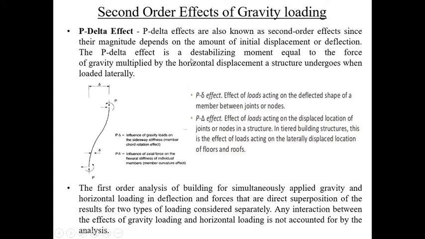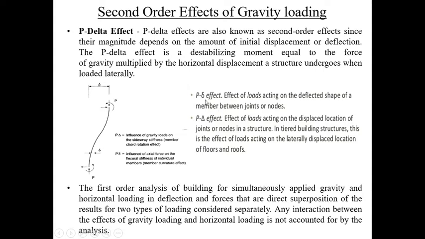The P delta effect is a destabilizing moment. It is nothing but P into delta, so P delta is a moment here. The destabilizing moment is equal to the force of gravity P multiplied by the horizontal displacement of the structure undergoing the lateral loads. So this P into capital delta is the effect which is occurring.